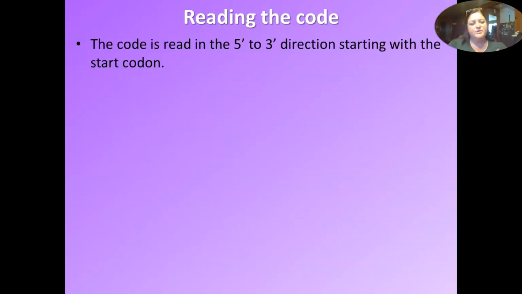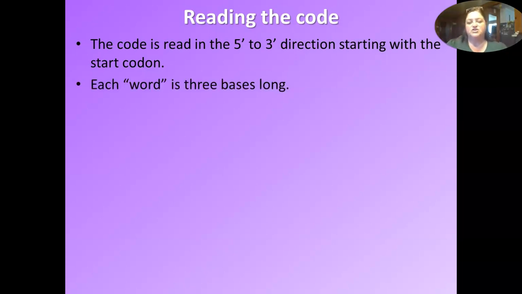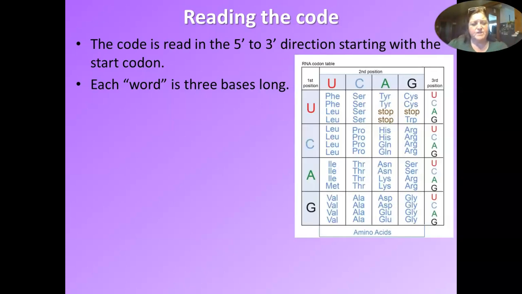So I want you to be able to read the code. You will never have to memorize the code. You just have to be able to read it. Okay? So when you start, you always start with the start codon, which is AUG, and every word is 3 bases long. So here is a chart. I'll give you one for your notebook. Here is a chart that you can read, okay?